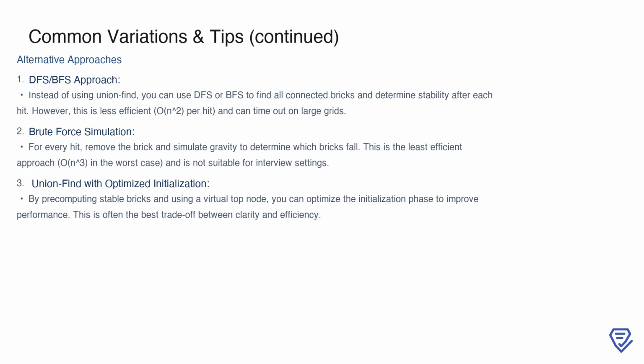However, this approach is even less efficient, with a time complexity of O(n³) in the worst case, and is generally unsuitable for interviews. A more practical alternative is to optimize the union find approach further. By pre-computing stable bricks and incorporating a virtual top node, you can streamline initialization and improve overall performance. This strikes a good balance between clarity and efficiency, making it one of the best solutions for this problem.